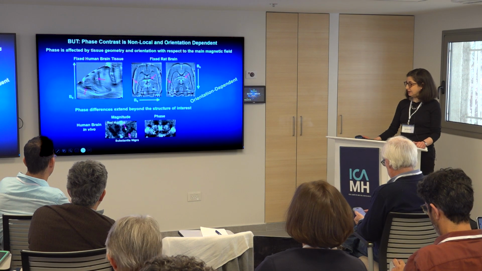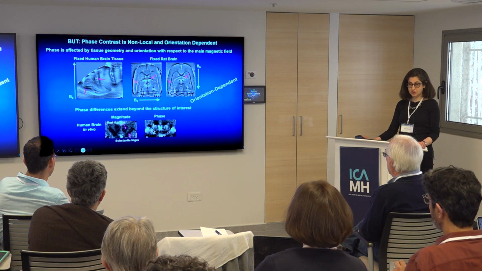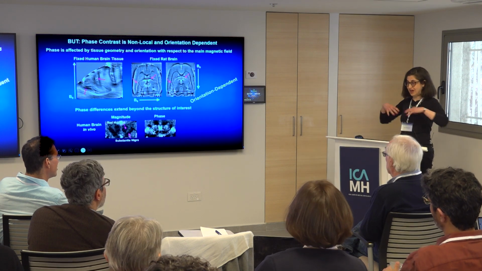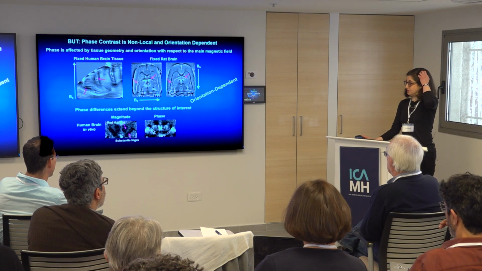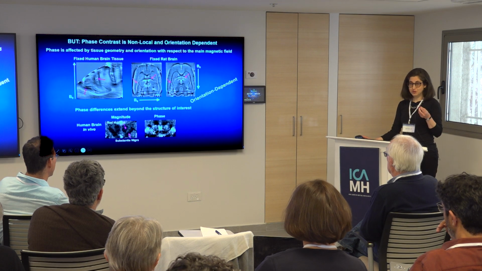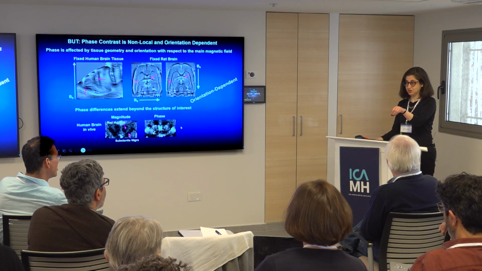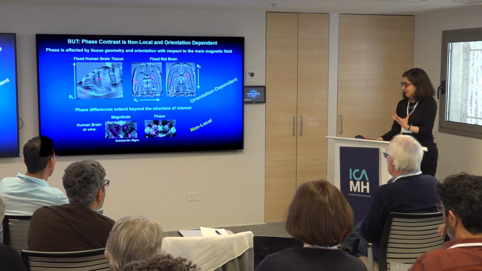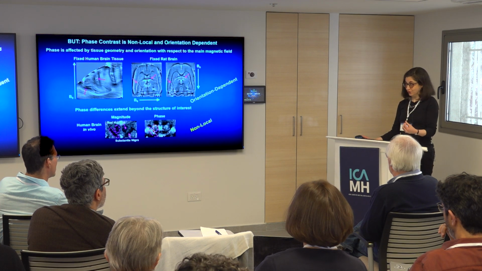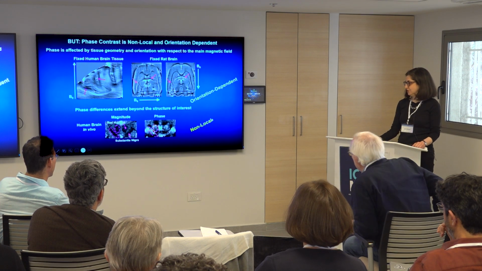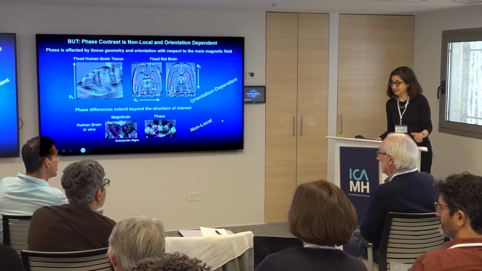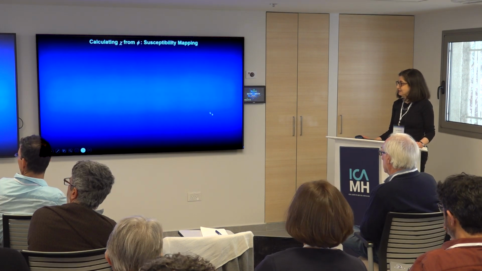Also, if we look at the phase differences outside, for example, the red nucleus and substantia nigra in the human brain here, then you can see that the phase differences actually take place outside those structures. So the phase changes are non-local. They have this kind of dipolar effect that extends beyond the structures. And so that's not very useful if, for example, we want to target a structure for deep brain stimulation or something like that. So we really need something that has local contrast and that doesn't depend on the orientation. And so that's why we want to calculate the underlying tissue magnetic susceptibility distribution from the phase.